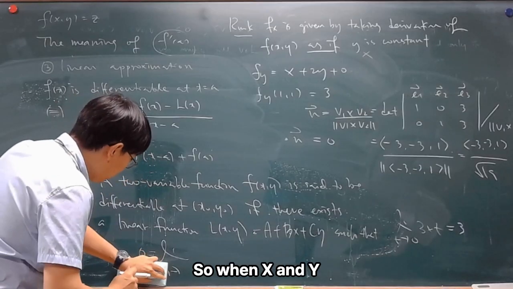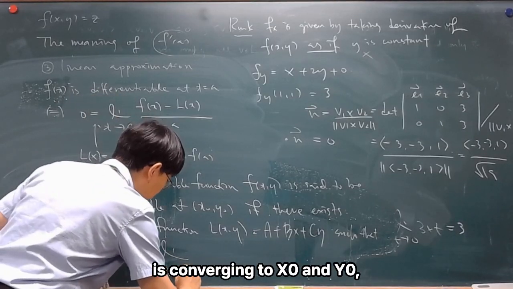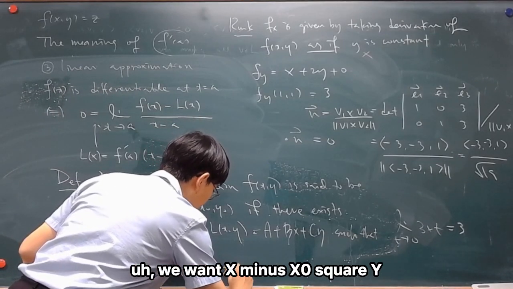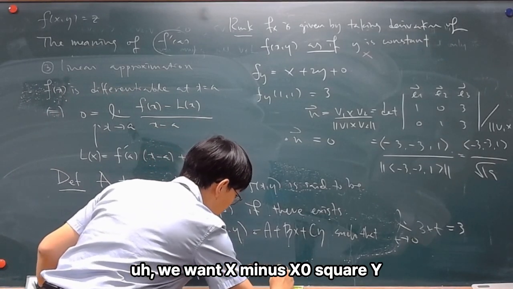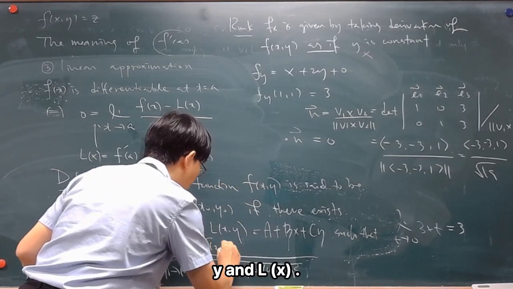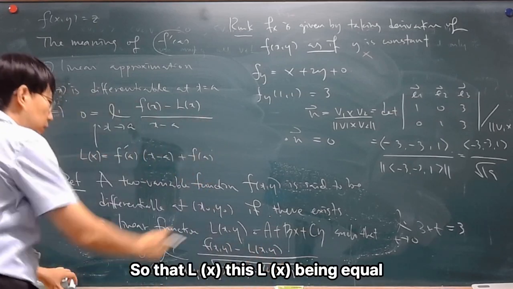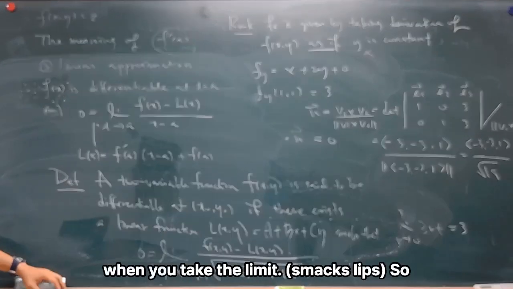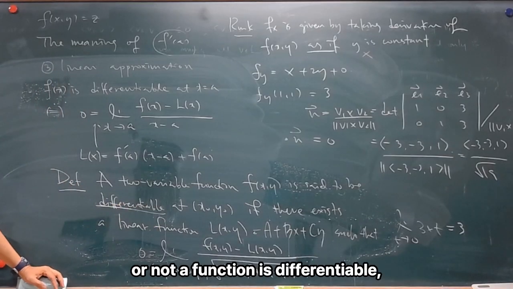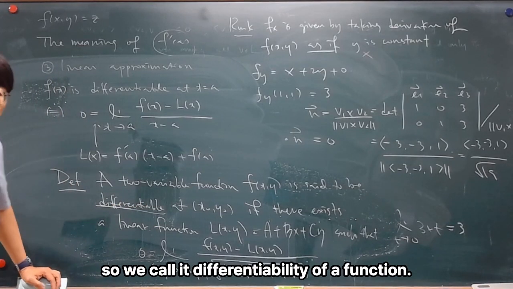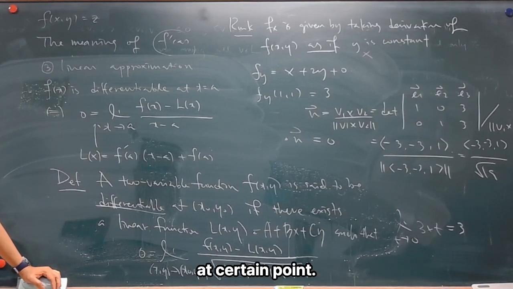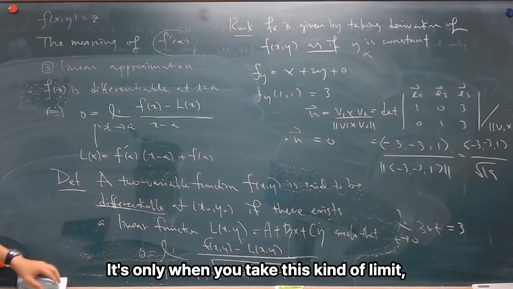So when x and y are converging to x0 and y0, we want the square root of x minus x0 squared plus y minus y0 squared, and the difference between f of x, y and L of x, y, to be equal to 0 when you take the limit. So what is the keyword here? We are defining whether or not a function is differentiable. So we call it differentiability of a function. We are defining when this function obtains differentiability at a certain point. It's only when you take this kind of limit equal to 0.